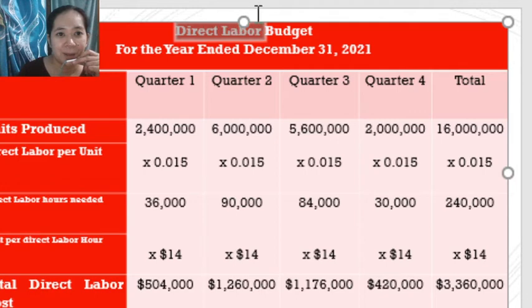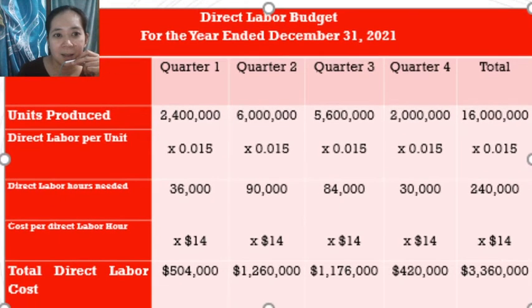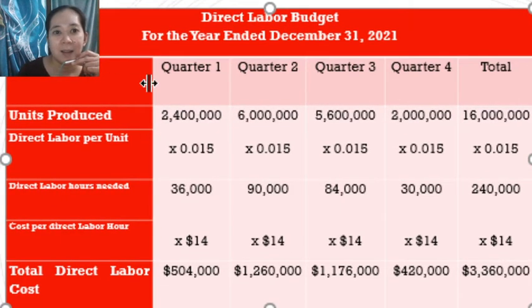So to answer, for the solution, we have here the direct labor budget that we prepared. Here we will show the data for each quarter and for the total for the whole year. For our format, first of course, we will need the data from the production budget. That is the units that need to be produced, if you could still remember.